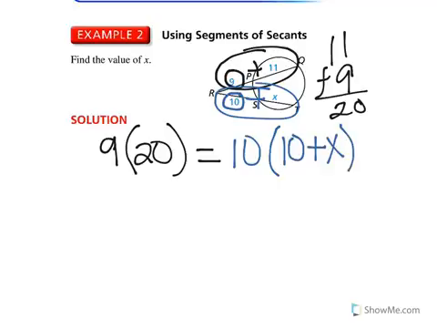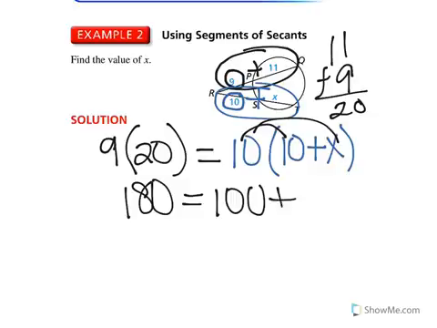Alright, so now I have my equation set up to where I can find x. We have 9 times 20, and that's 180. And then here we're going to distribute our 10 to get 100 plus 10x. Subtract 100 from both sides.